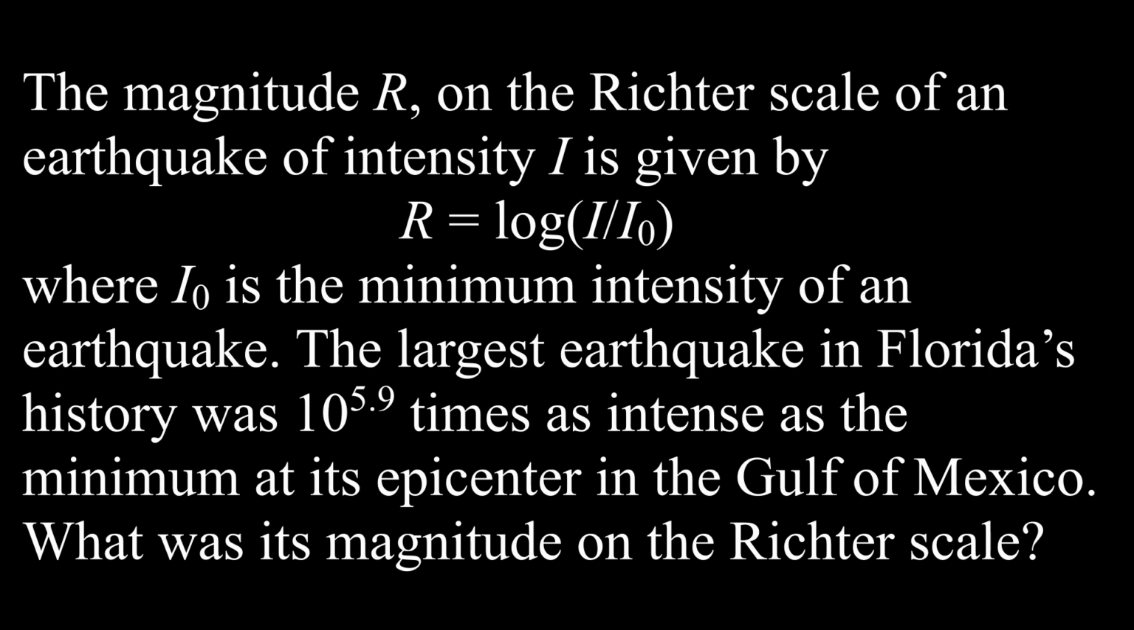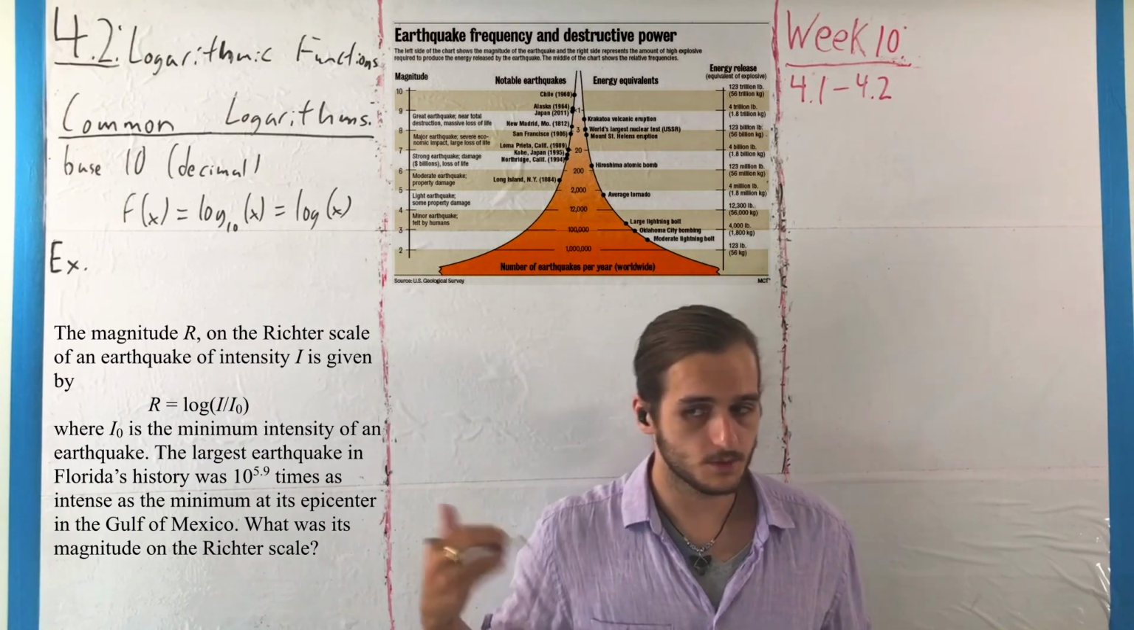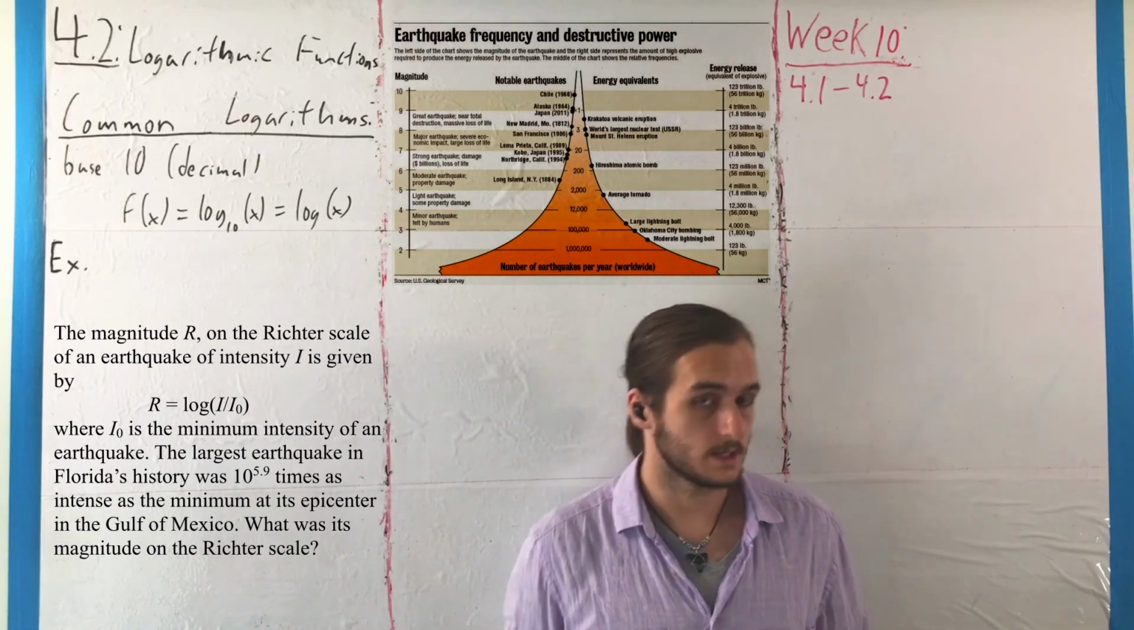So the magnitude R on the Richter scale of an earthquake with intensity I is given by R equals the common logarithm of I over I naught, where I naught is the minimum intensity of an earthquake. The largest earthquake in Florida's history was 10 to the 5.9 times as intense as the minimum at its epicenter in the Gulf of Mexico. What was the magnitude of this earthquake on the Richter scale? So working with the Richter scale is kind of a traditional example that uses the common logarithm, and it's what we're going to see here.